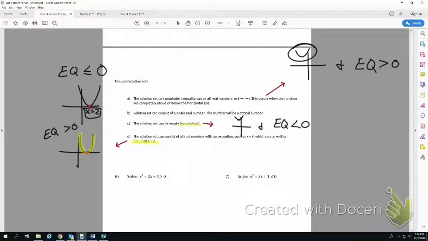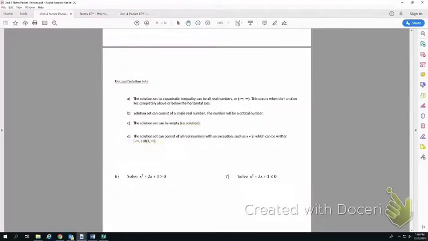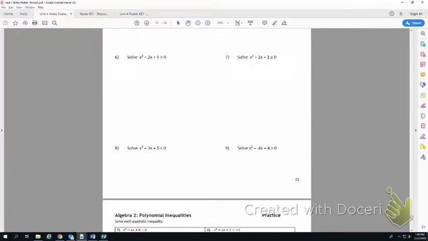Okay, so a lot of it is in the small details. Does it have the equal to under it? Does it not have the equal to under it? Okay, especially with these two situations. That one's pretty obvious. Is it above or below the x-axis? Okay, so let's look at how these four kind of play out as you work through them.